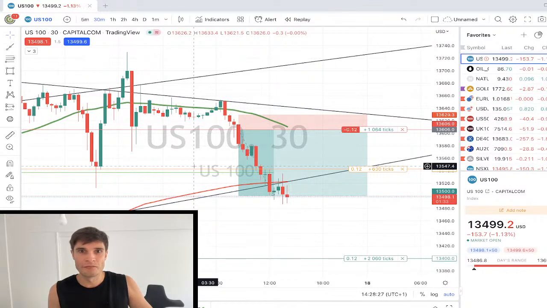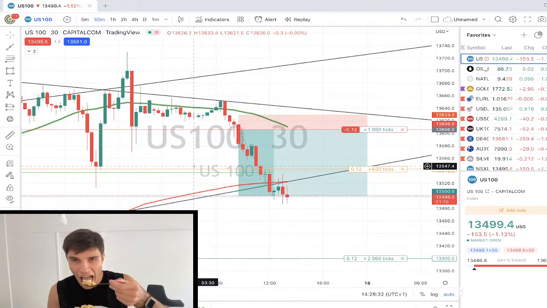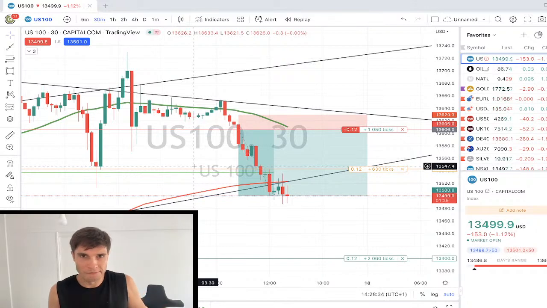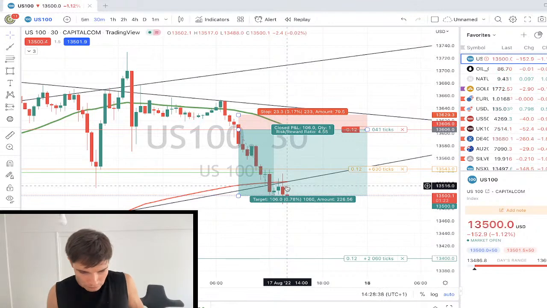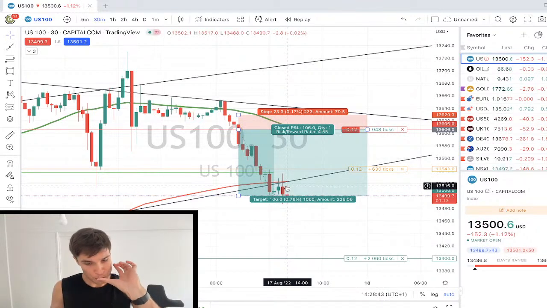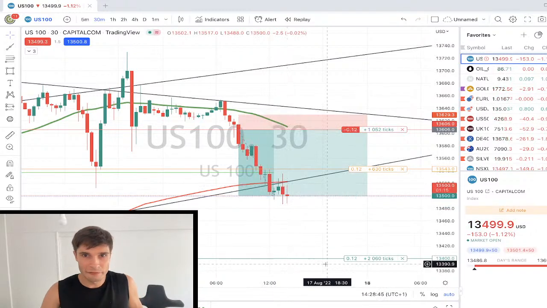We're gonna see it determine its direction at market open. Let's see if we do dump, and whoa, I nearly just dropped my potatoes everywhere. So let's see if we do dump.